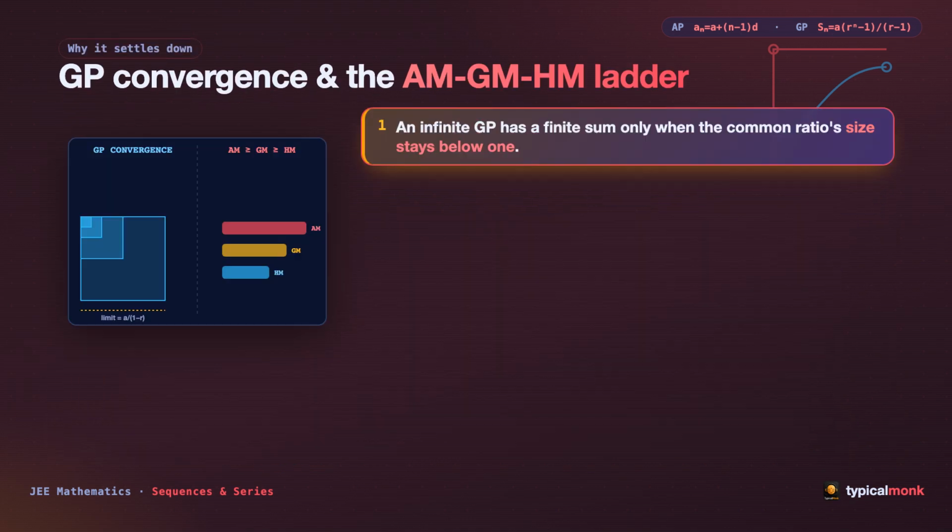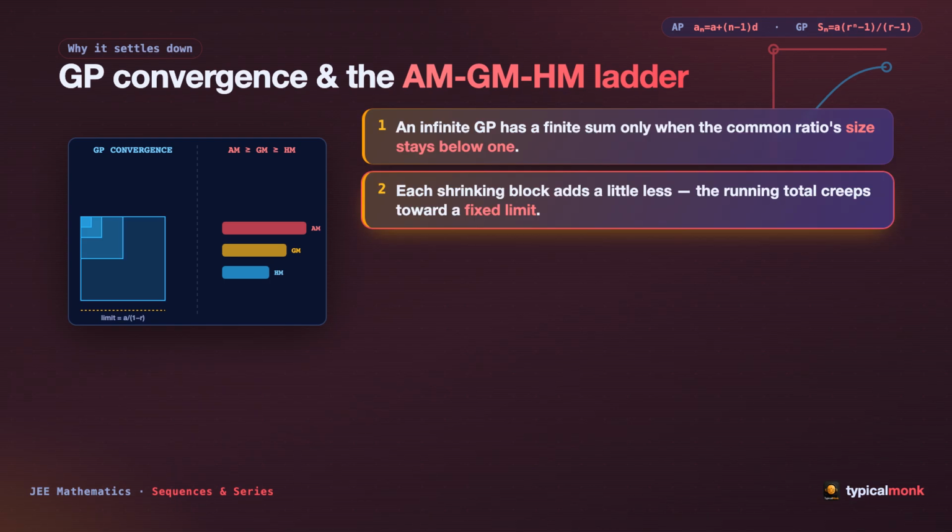Now, look at this second figure, because it explains why some series settle down and others never do. On the left, a sequence of shrinking blocks, each one half the size of the last. On the right, 3 stat bars showing how the 3 means compare. First, an infinite GP only has a finite sum when the size of the common ratio stays below 1. Otherwise, the terms never shrink and the total runs away. Second, each shrinking block adds a little less than the one before it, and the running total creeps toward a fixed ceiling, the sum to infinity.